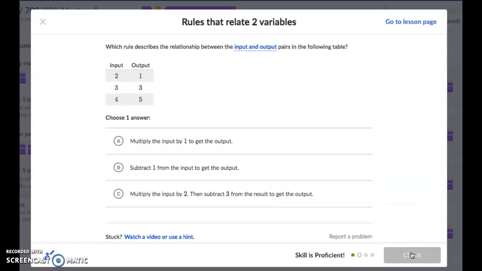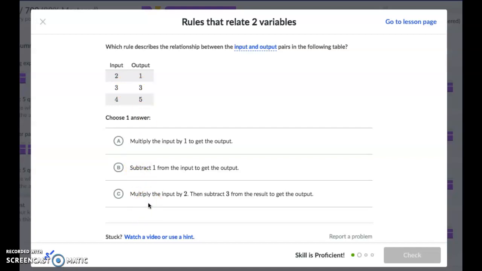Which rule describes the relationship between the input and the output pairs in the following table? Multiply the input by 1 to get the output. Okay, so 2 times 1 is not going to be 1. Subtract 1 from the input to get the output. 2 minus 1 is 1. 3 minus 1 doesn't work for this one.